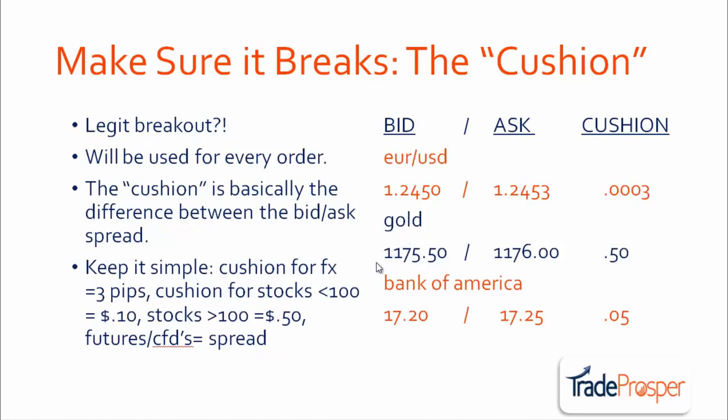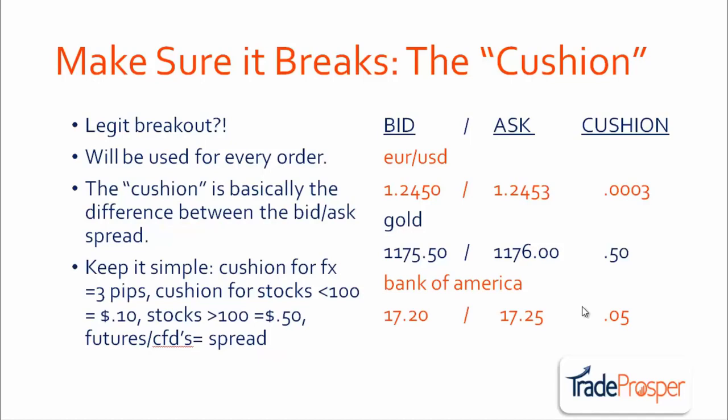In the next example, we have gold. The bid is 1175.5, and the ask is 1176.00. The difference between the two is 0.5, so the cushion would be 0.5. Bank of America, which is a stock, let's say the bid is 17.20 and the offer is 17.25. The cushion would be 0.05 or 5 cents. Basically, like I said, what you want to realize is that the cushion is going to be the difference between the bid and ask of whatever you're trading.